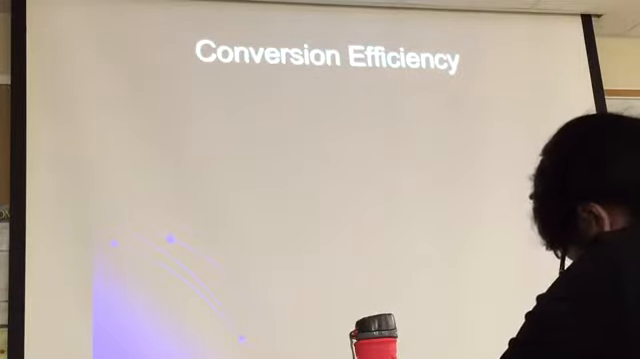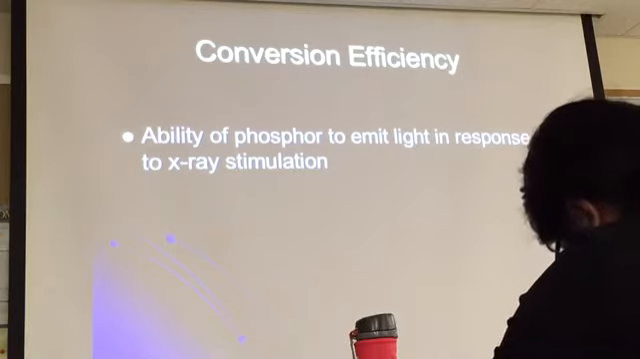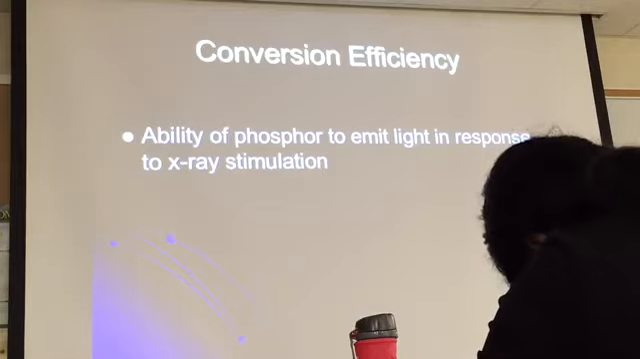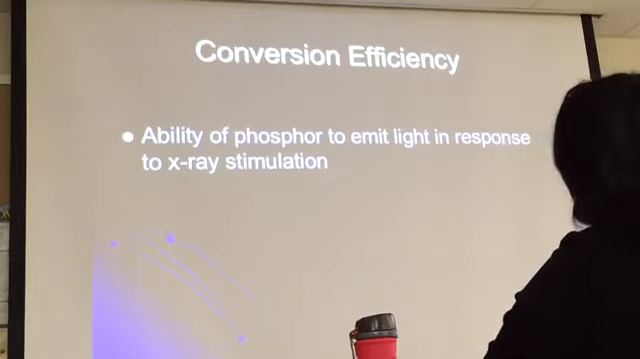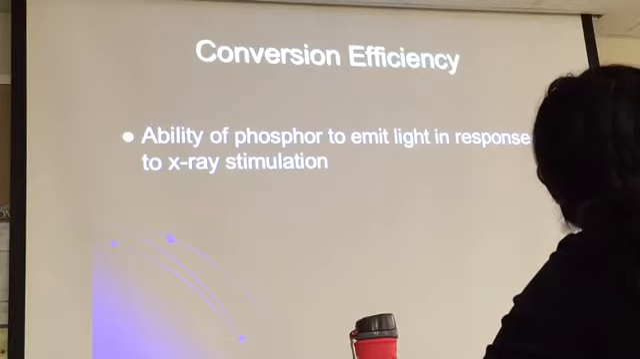The conversion efficiency. This is the ability of the phosphor to emit light in response to X-ray stimulation. I told you all this before, but I'm just repeating it on the screens, before I force you to write it down. Why did we care at this point if the X-rays absorb? Because if it's a low atomic number, the X-rays will just go right through, and they will not interact with the phosphor. But they might still excite it, right? No, we want absorption, exactly.